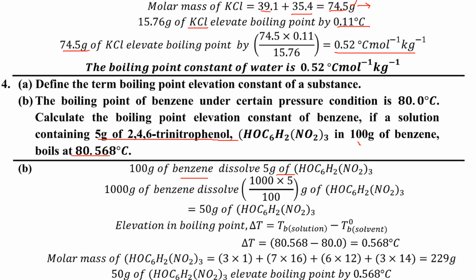So we are given 100 grams of benzene dissolving 5 grams of 2,4,6-nitrophenol. Then what about 1000? The answer you get, this mass, you always equate it to the elevation of boiling point. Now what's going to be our elevation of boiling point? The solution boils at this, and the solvent boils at this. So to get the elevation of boiling point, we take the boiling point of the solution less the boiling point of the solvent, which is going to be 80.568 less 80. So you end up with 0.568 degrees Celsius.